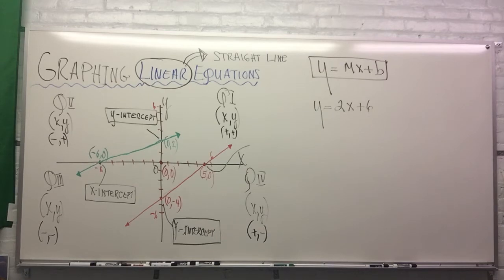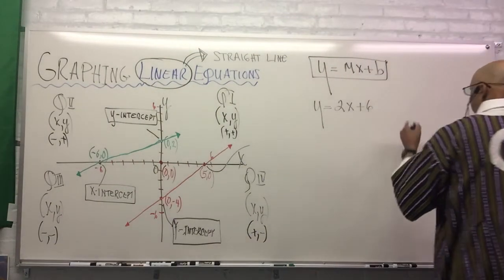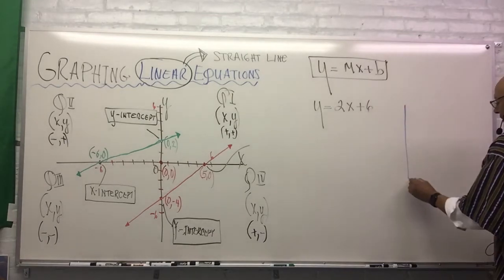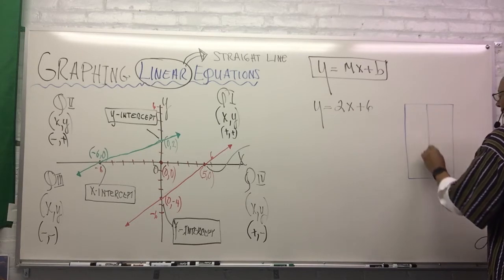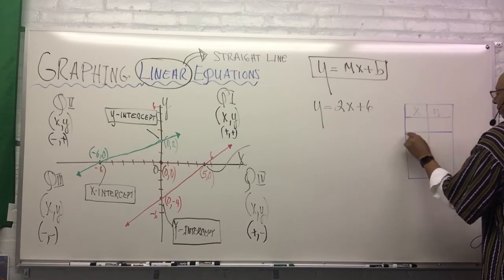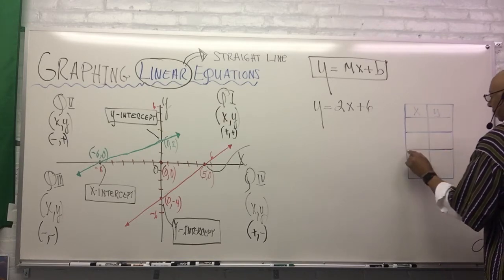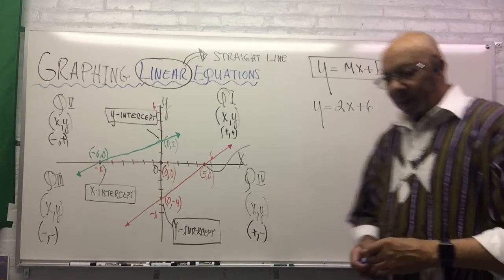Now we know that in order to have a line, we have to have ordered pairs. So let's say we're going to have ordered pairs, so we make ourselves a little chart, X and Y. Those are going to be coordinates that tell us what the line looks like.